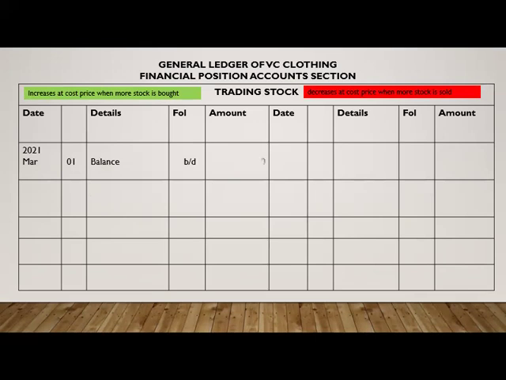Now, do you understand why it decreases when we sell? If you have two scones, you sell one, how many scones are you left with? So that's why your trading stock decreases when you sell, because stock is what you bought in order to sell at a higher price. So it'll go down when you sell. So here it will decrease at 2,660. That 2,660 is the cost of goods or trading stock sold on credit.